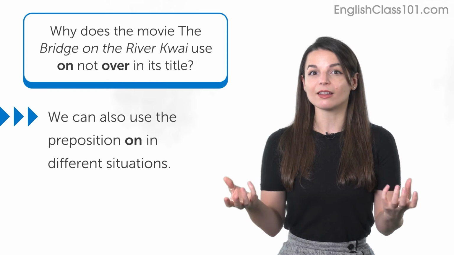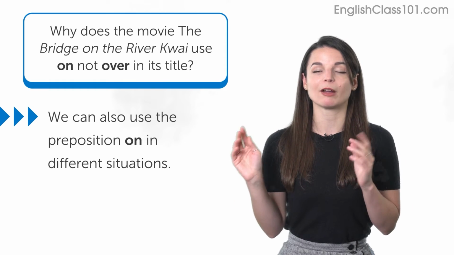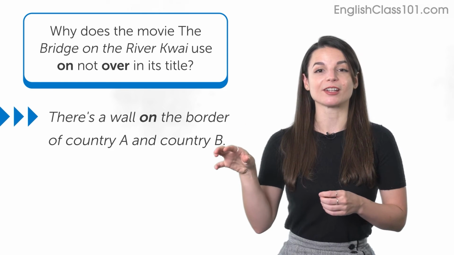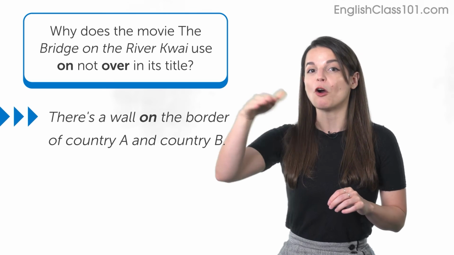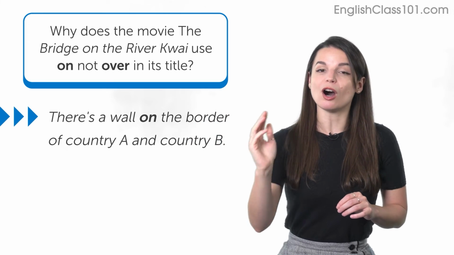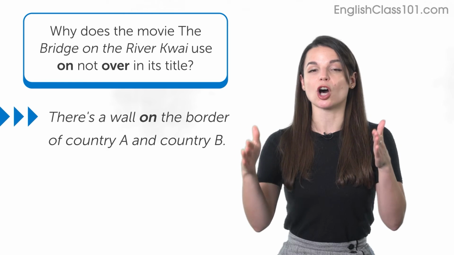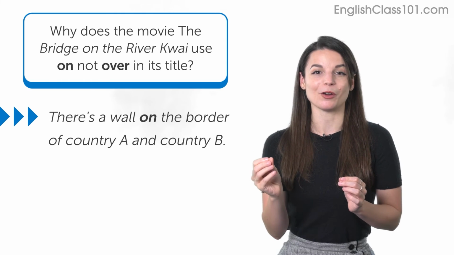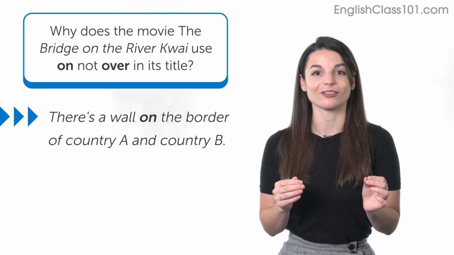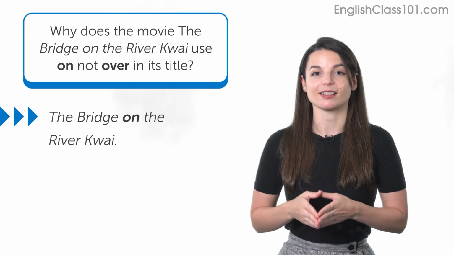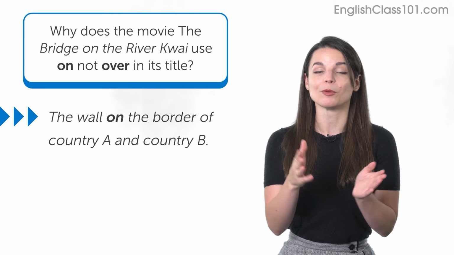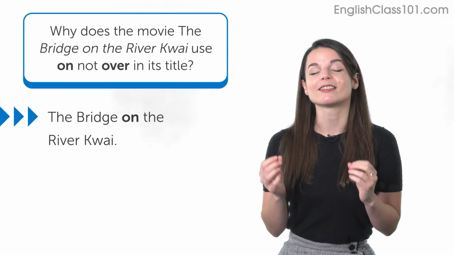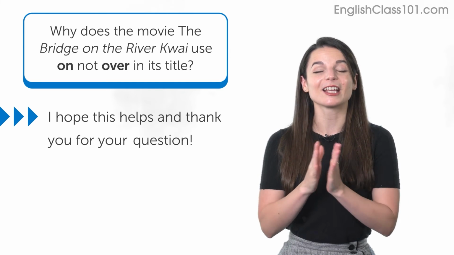We can also use this in other kinds of situations. So not roads, but for example, borders between countries. Like there's a wall on the border of country A and country B. So yes, it is over the border as well, but we use "on" to have this feeling of running alongside something, just as we use "on" to talk about a house being alongside a road or a store being alongside a highway, right? So the same "on" applies in this case: the bridge on the River Kwai, the wall on the border of country A and country B. That's the reason that we use "on" in this movie title, and that's why you'll see "on" used in similar situations.